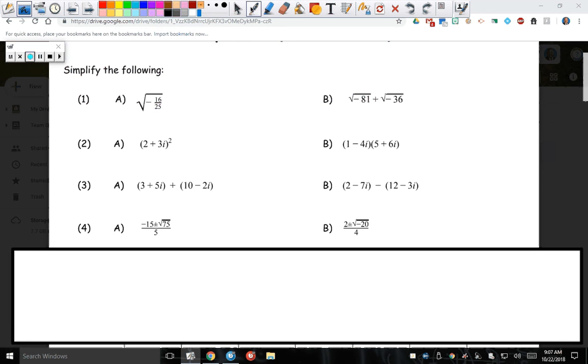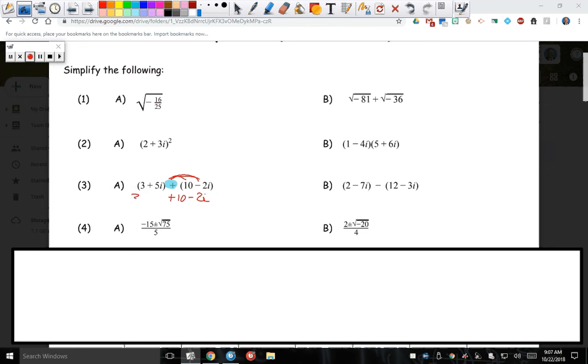Number 3, something to identify immediately is that there does not exist multiplication there. Because of that, you're not going to FOIL this out. You're just going to distribute a positive 1 across those parentheses, where it simplifies to a positive times a negative 2i, which is minus 2i. Okay?